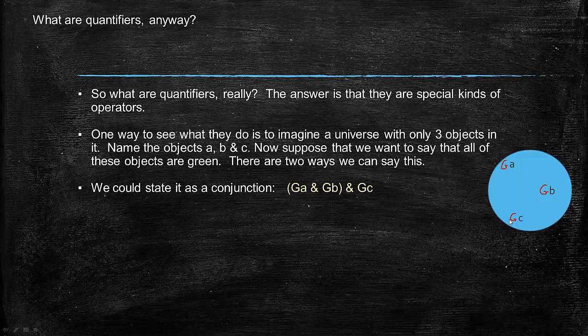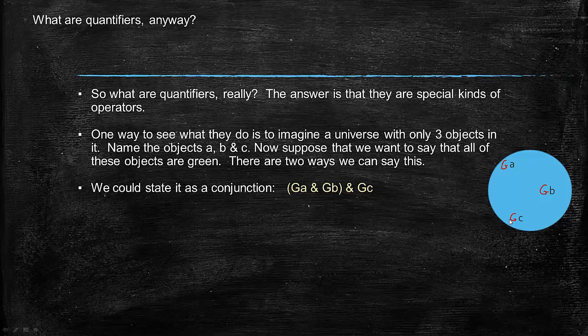Suppose it was four objects, then we'd say D, E, F. We just keep adding the conjunctions. As you can tell, that would get pretty irritating, boring after a while. And if we were talking about infinitely large universes, it would actually become impossible because we can't write an infinitely long proposition. Do we ever talk about infinitely large universes?